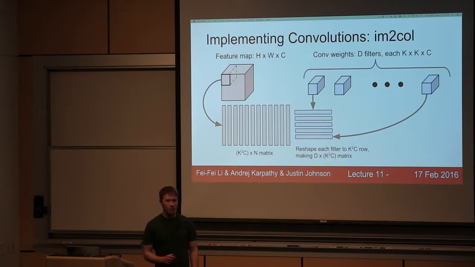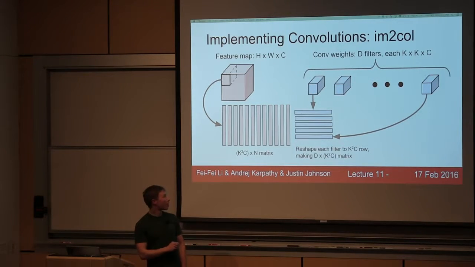So then we're going to run a similar trick on these convolutional filters. If you remember what a convolution is doing, we want to take inner products of each convolutional weight against each receptive field location in the image. Each of these convolutional weights is this k by k by c tensor. So we're going to reshape each of those to be a row of k squared by c. And now we have d filters, so we get a d by k squared by c matrix.